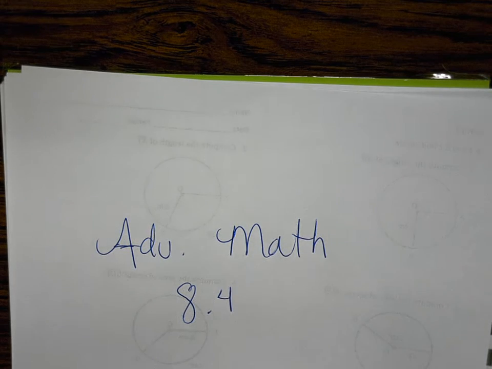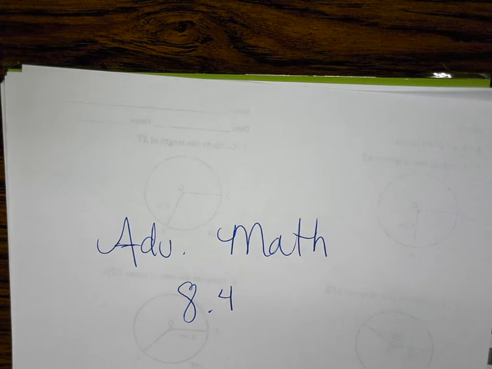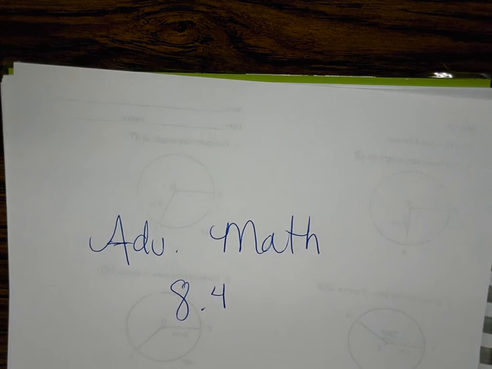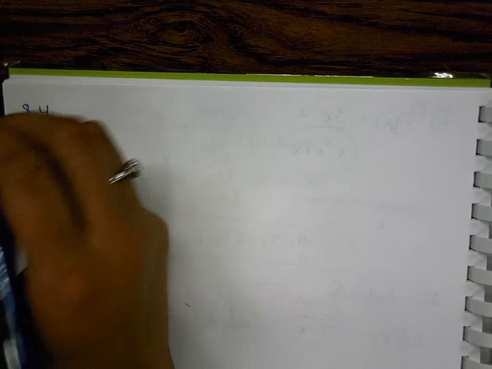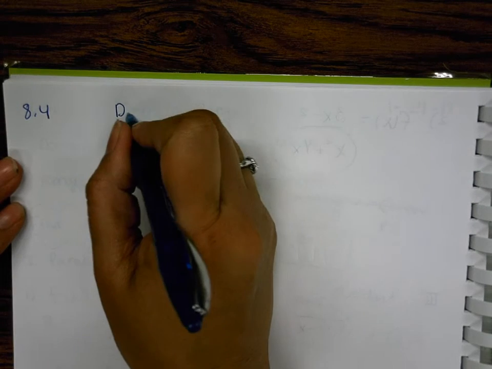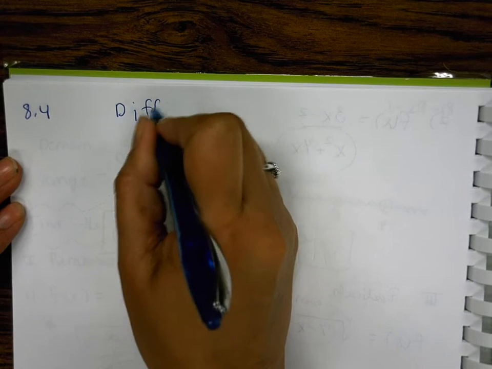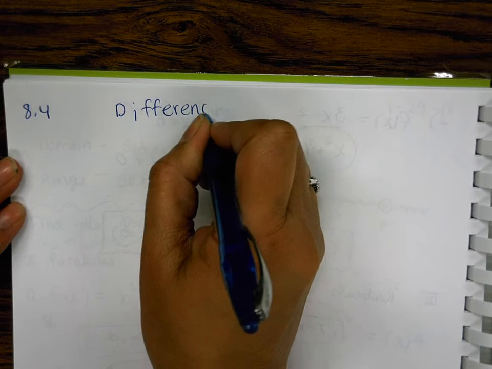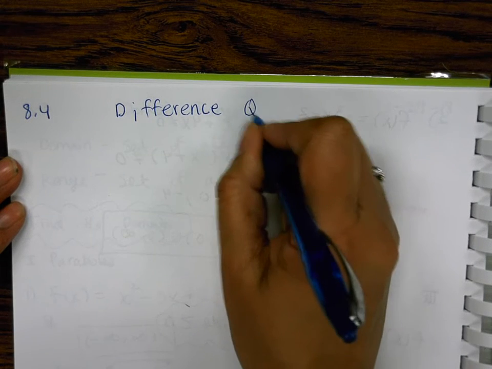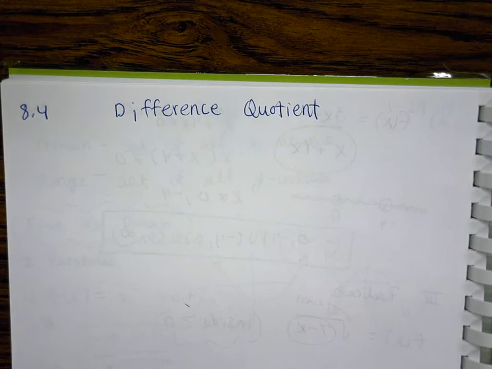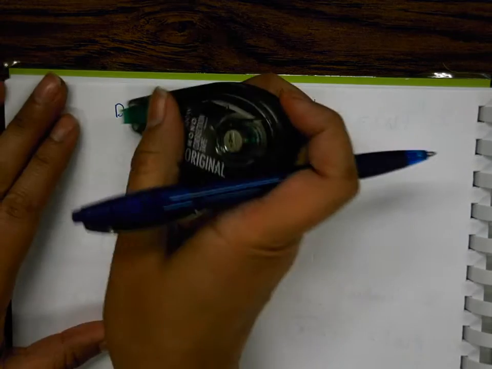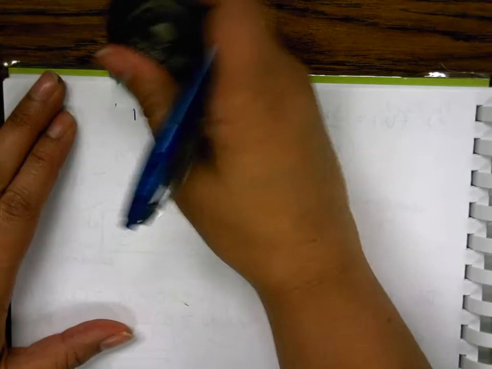6th period, this is your first time seeing it. Everybody should have their notes out, even if you did these yesterday. Okay. 8-4, difference quotient.